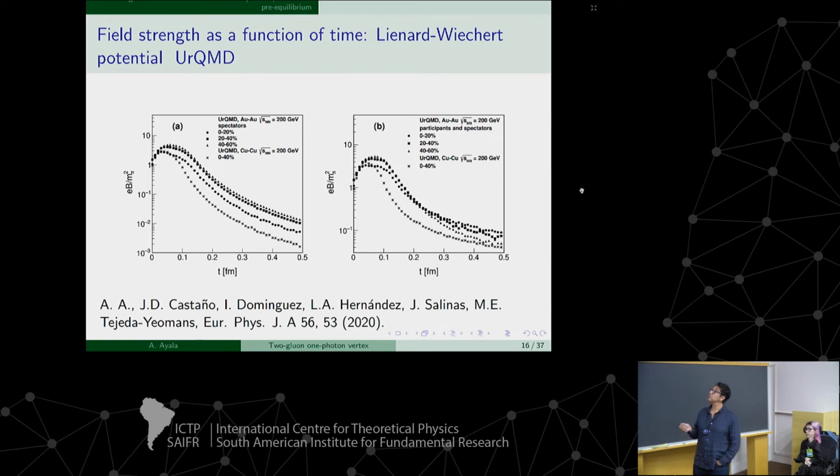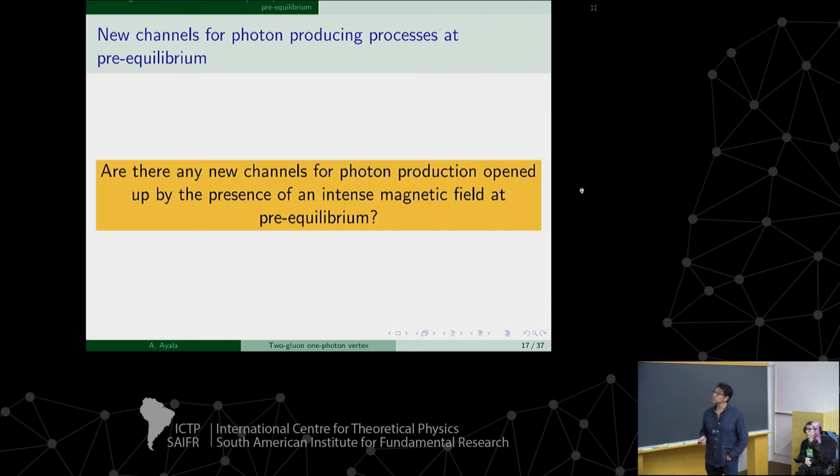This is work that we've done in the past, simulations with URQMD, that shows the time evolution of the field intensity. This just follows the classical trajectories of these charges in the nuclei that collide. And this is just to give you an idea of the scale. So pre-equilibrium will be from 0 to 1 Fermi. And during the first stages of the collision, you have the largest field intensity. So this is perhaps a good starting point. So the point is then, and this is the question, are there new channels for photon production opened up by the presence of an intense magnetic field at pre-equilibrium?